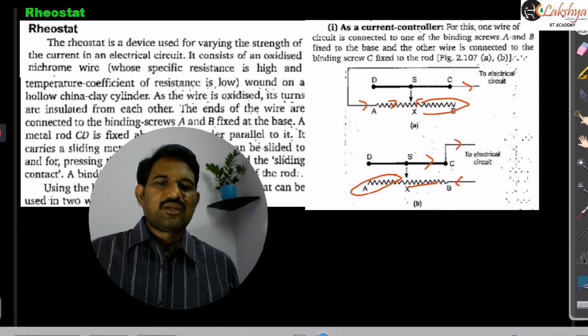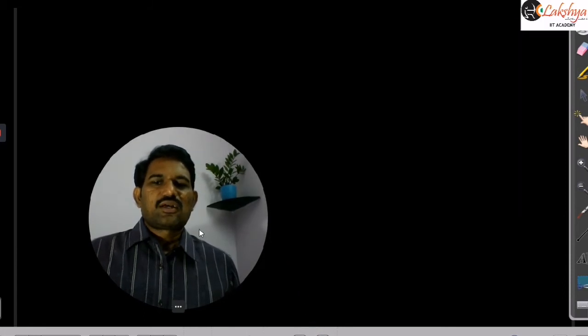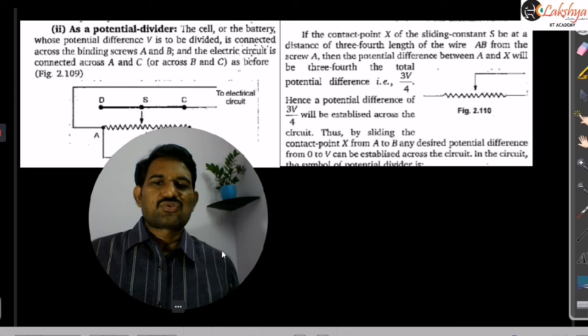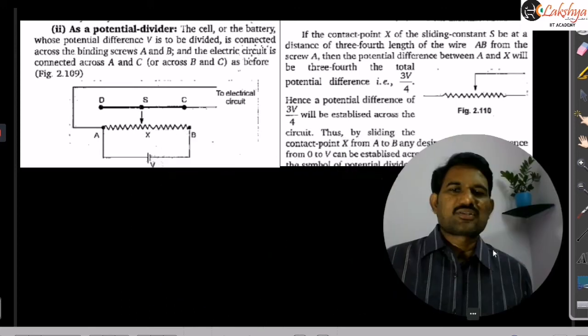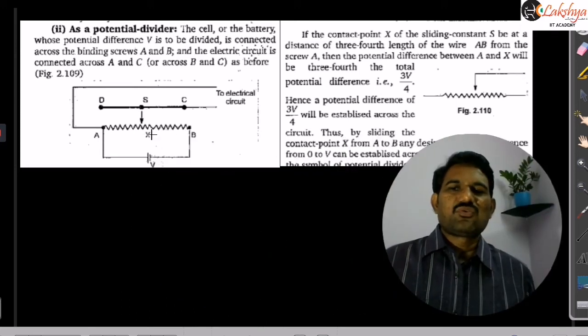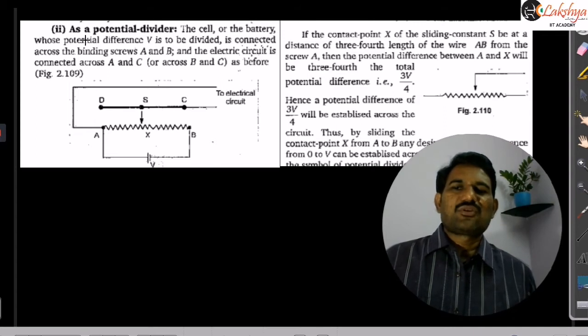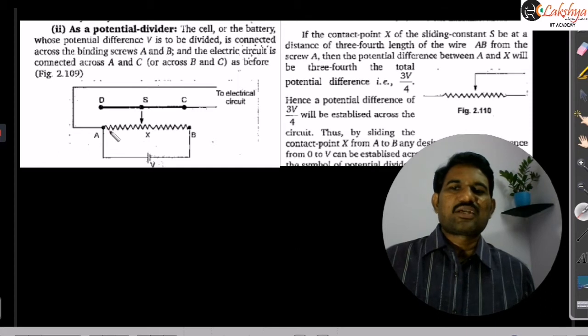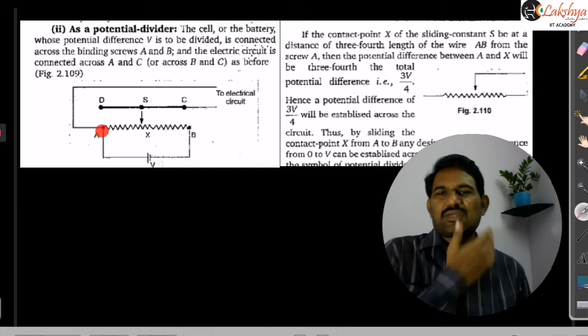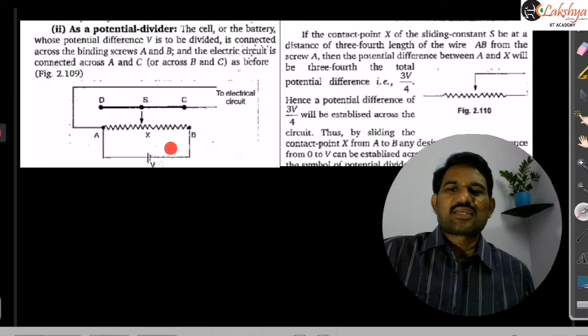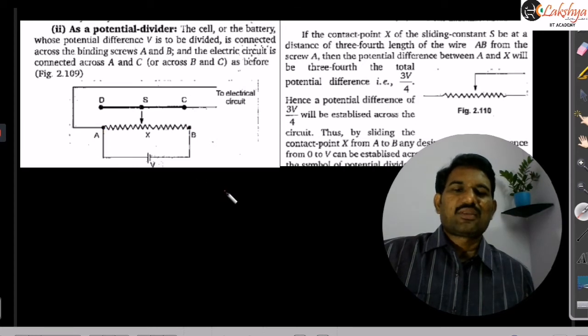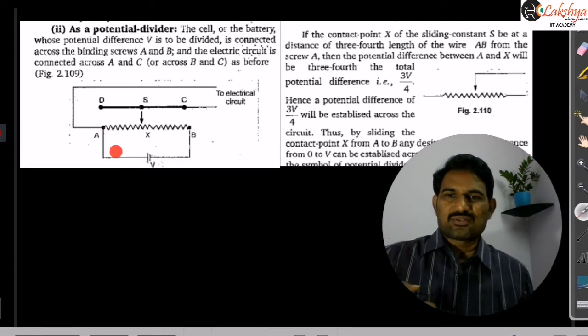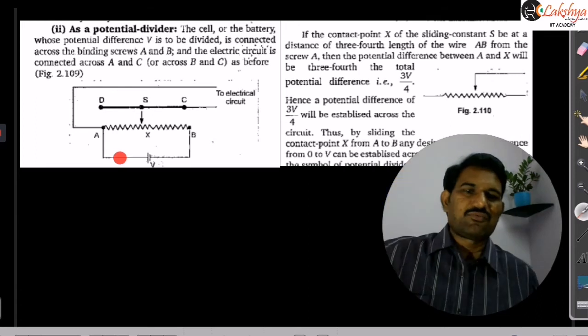Now let us see how to control the potential difference. We can also control the potential difference in this circuit. If you want to control the potential difference, that means the rheostat acts as a potential divider, and the connections should be given like this. That means we connect the cell across this rheostat. Observe this, we are connecting this cell across this. In the previous connection, there is no cell across this; the cell will be in another part of the circuit. So now the cell is connected here itself.